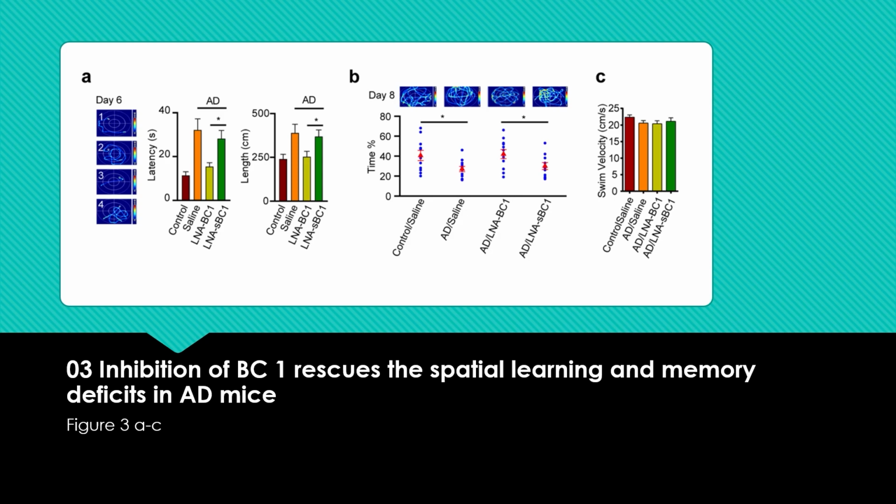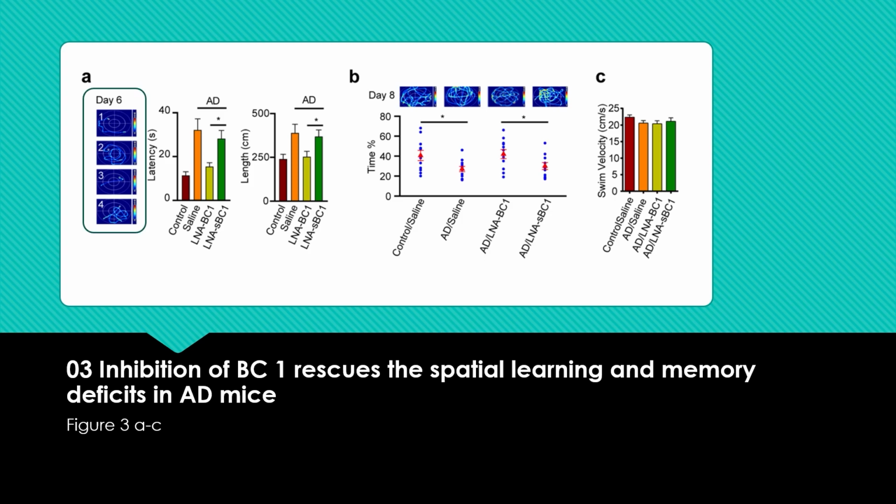As depicted in figure 3A through C, this series of experiments used the Morris water maze to quantitatively measure the cognitive improvements post inhibition. Initially, Alzheimer's mice exhibited impaired spatial memory, struggling to locate the hidden platform. However, following the administration of LNA BC1, a notable shift occurred.